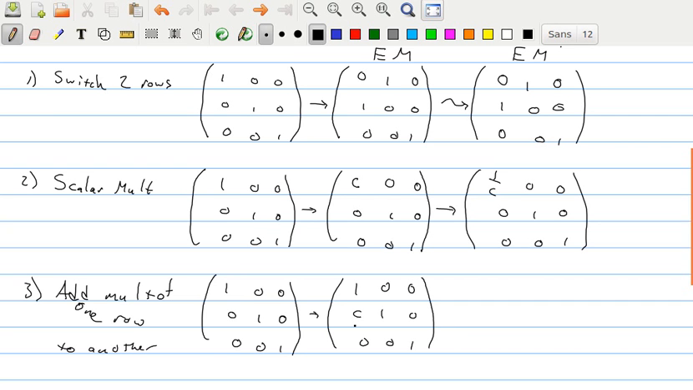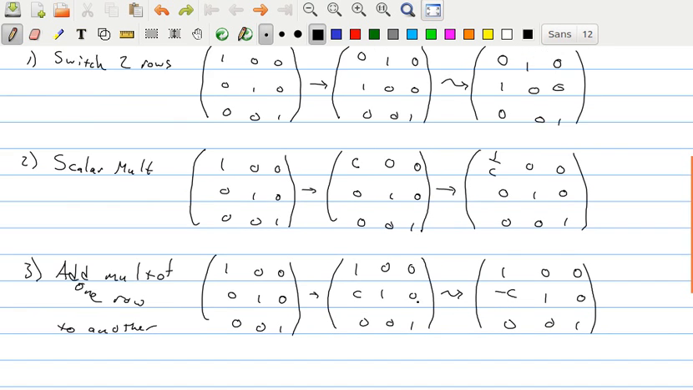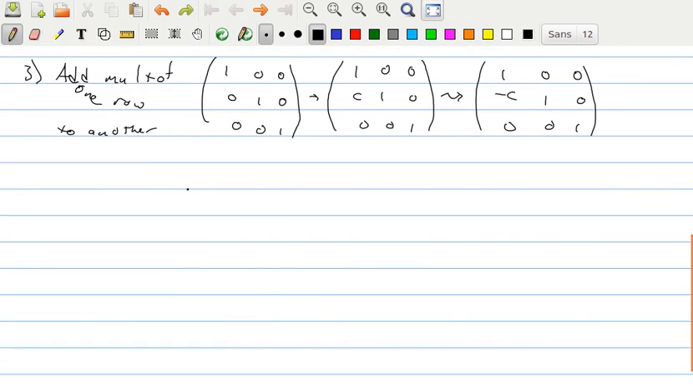Now the inverse of adding C times the first row to the second row is adding negative C times the first row to the second row. So if we add negative C of the first row of the identity to the second row, we get negative C, 1, 0, 0, 0, 1. And again, for all of these, you can go through and quickly verify by matrix multiplication that these two are in fact inverses. Those two are inverses. Those two are inverses.